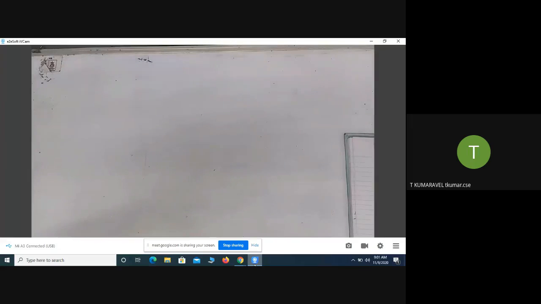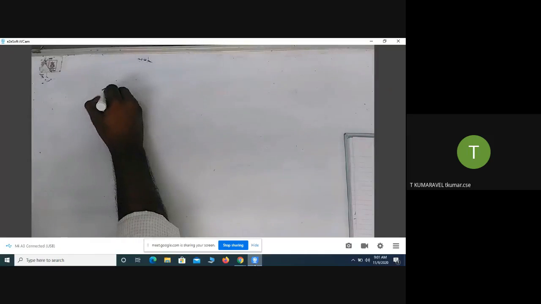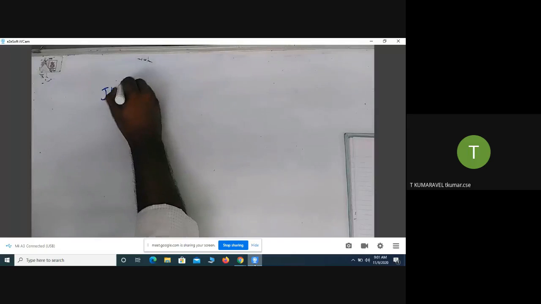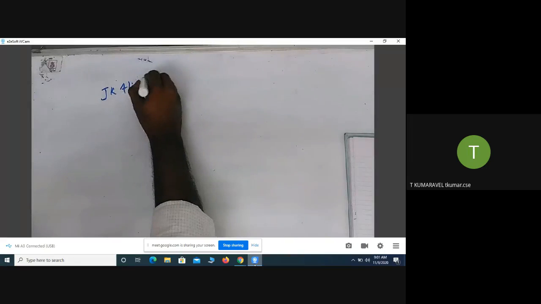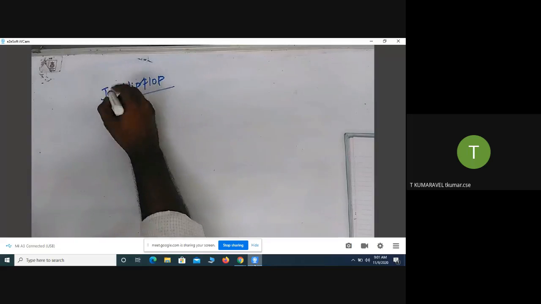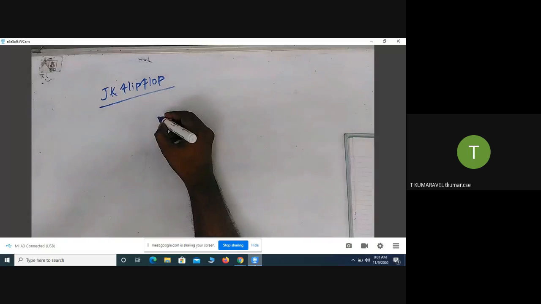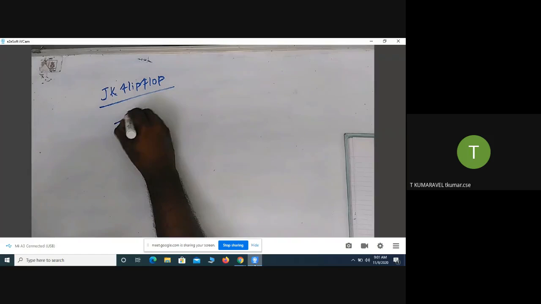Today I'm going to start with the JK flip-flop. The next flip-flop type is called a JK flip-flop. Already you know that a flip-flop is nothing but one of the memory elements. It can store one bit of information. That is called a flip-flop. Different types of flip-flops are available. In the last class we have seen the SR flip-flop. The next one is called a JK flip-flop.